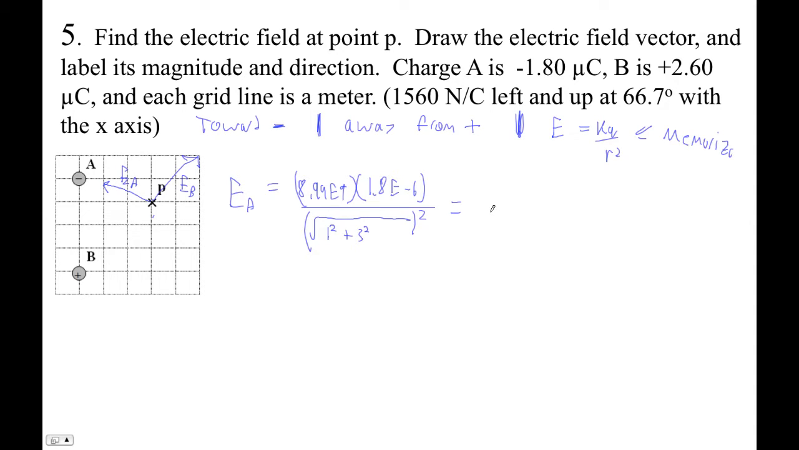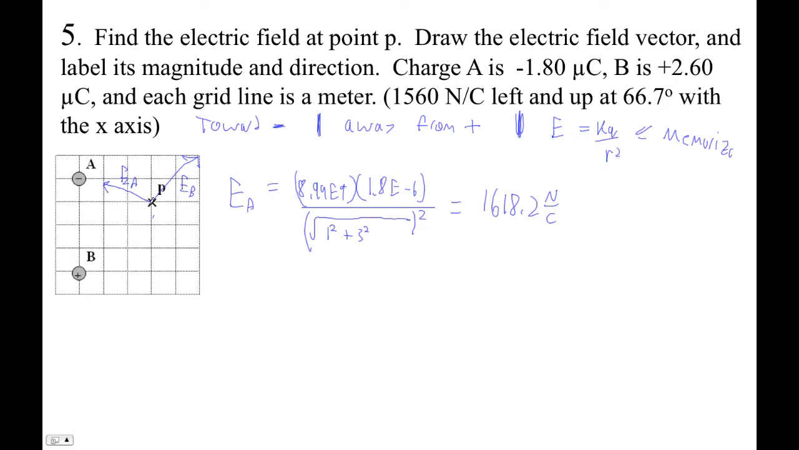8.99 E9 times 1.8 E minus 6 divided by parentheses 1 squared plus 3 squared. This would be the square root of 10, I do believe, but there it is. Okay, so 1618.2. Okay, that was a good year. All right, and that is newtons per coulomb, right? And then let's figure out the angle of this thing, right?